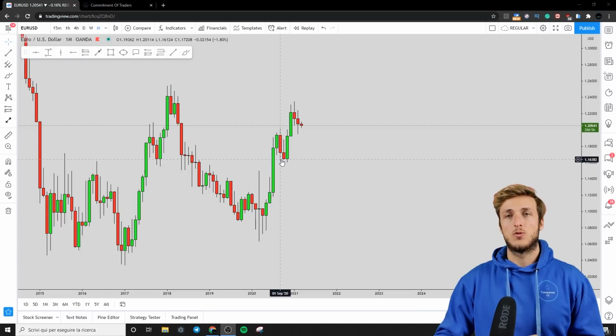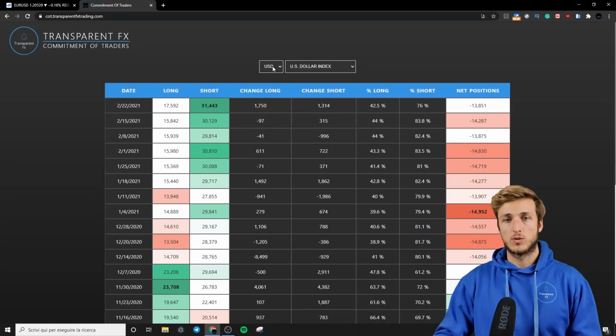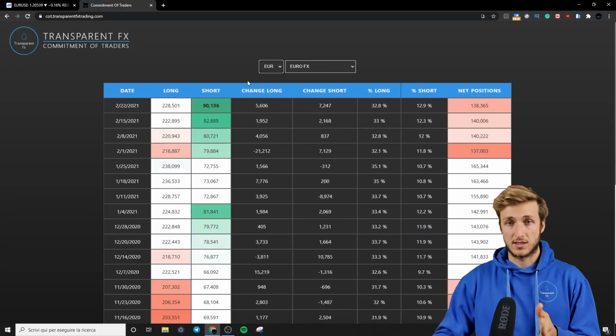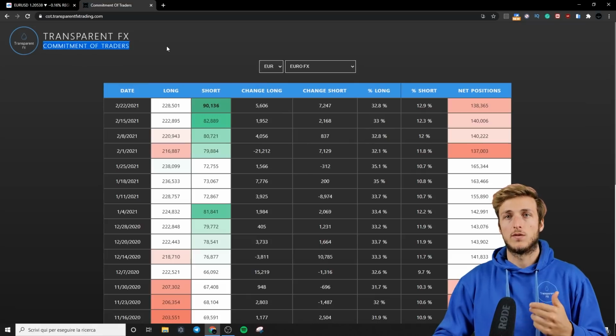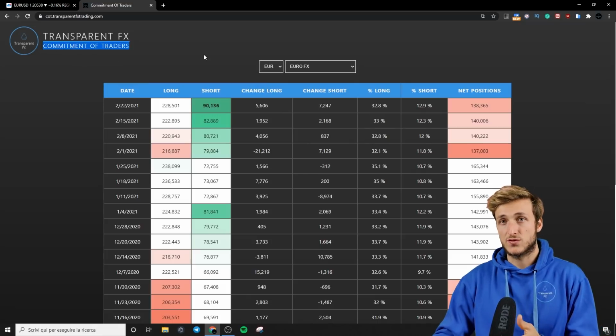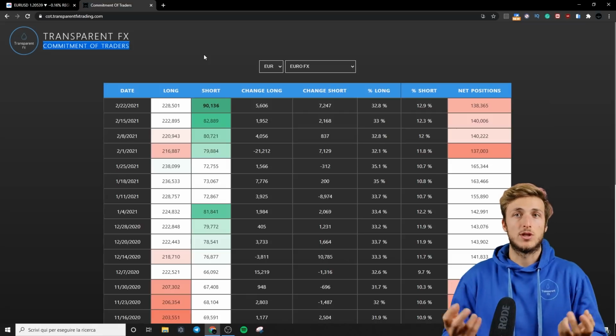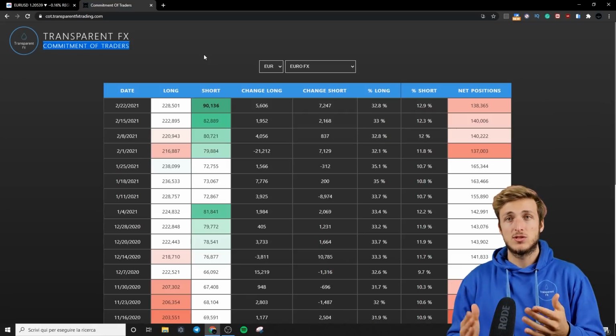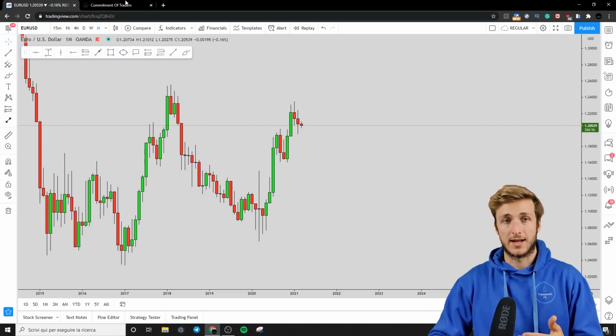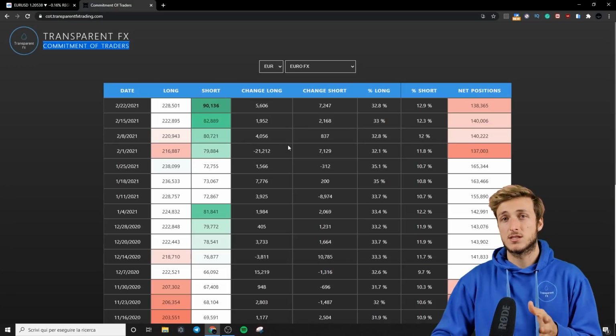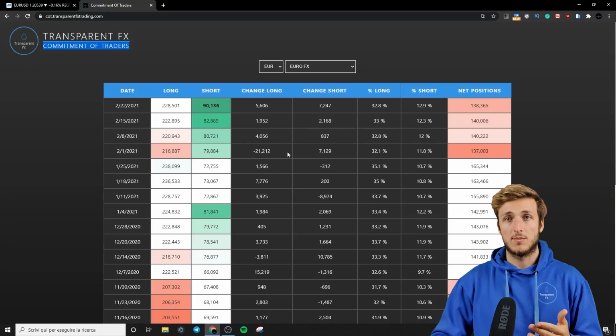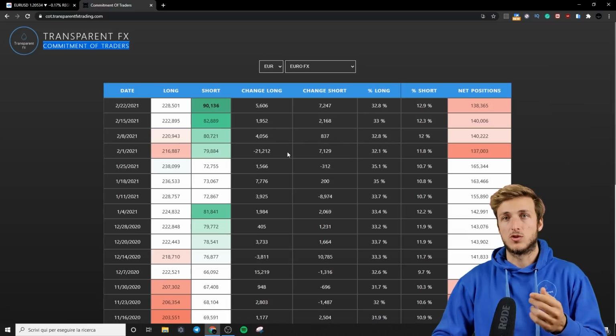So first, I will be covering the technical aspect of this market. We will then go and see what we have from an order flow perspective by checking the commitment of traders. So what the biggest hedge funds and the biggest speculators in the market are doing. And by using the combination of our technical analysis and our order flow analysis, we will be able to understand where we can be looking for the highest probability opportunities on EURUSD.